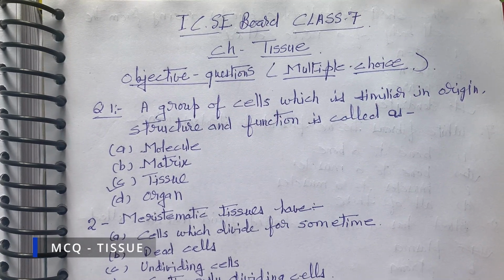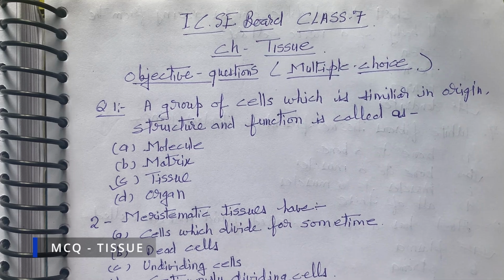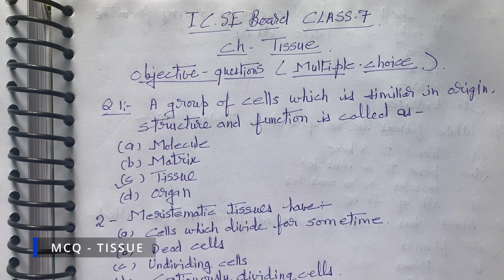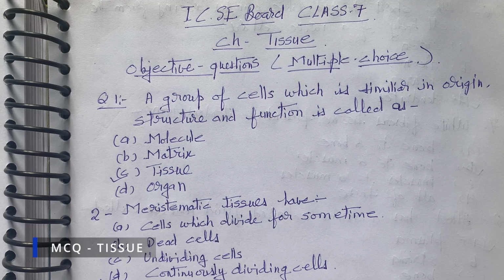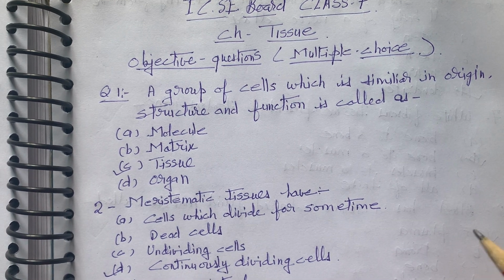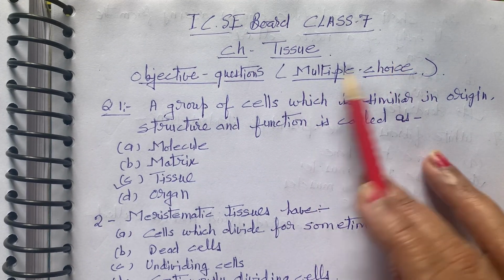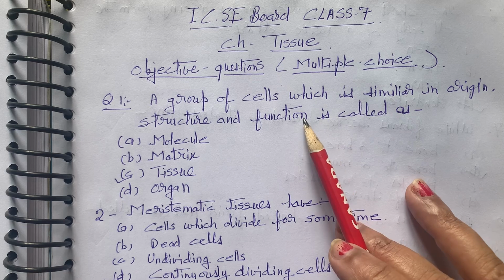Today I am discussing a few important multiple choice questions that cover the important points of your chapter, Tissues. Most of the schools give multiple choice questions, MCQs, in their home examinations. So topic wise I'll give you the multiple choice questions of all topics of class 7, right? Today I am covering ICSE board class 7 chapter Tissues objective questions.